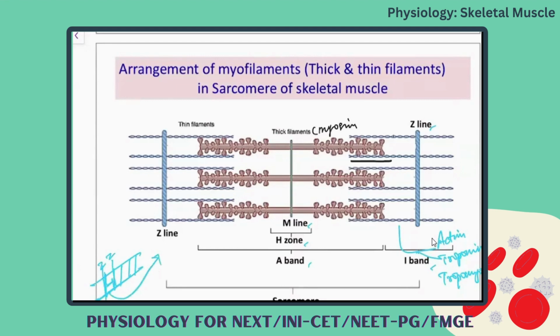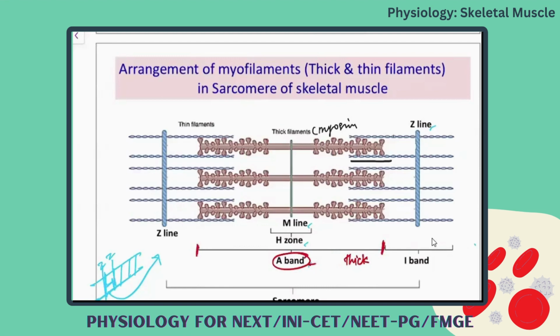Okay, clear? And in the center of the two Z lines, you have the thick filament. So this is the thick filament. And this entire thick filament you call the A band, which contains only thick filaments. Okay, so this is the A band, and this contains thick filaments.